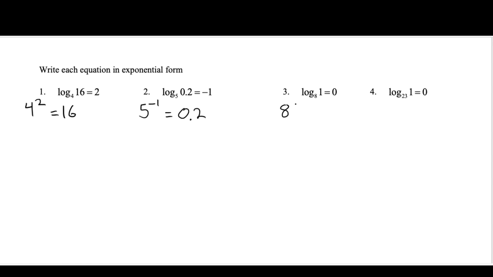8 raised to the power of 0 is equal to 1. 23 is the base, 0 is the exponent, right? 23 raised to the power of 0 is equal to 1, right? We'll look at some other properties of exponents later, but one of the key ones is that the logarithm of 1 is always equal to 0 regardless of what the base is, simply because any number raised to the power of 0 is always equal to 1, right? That's the reason for that.